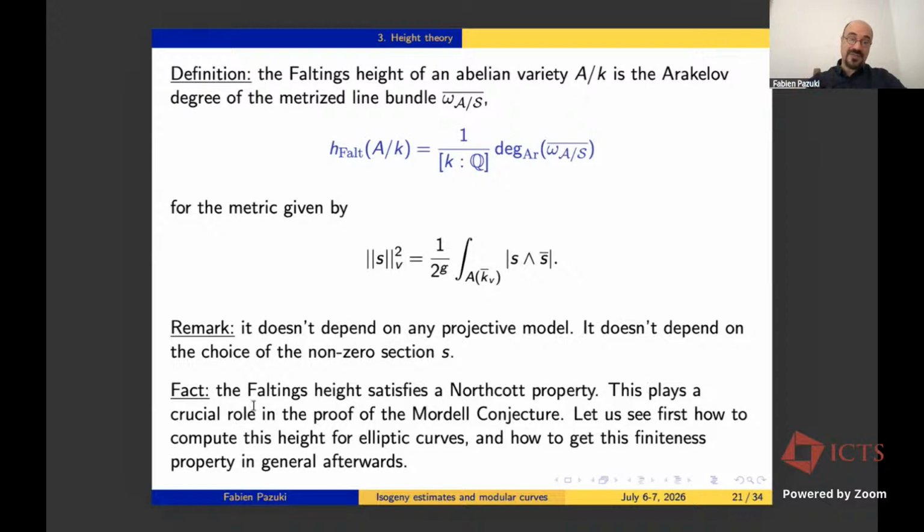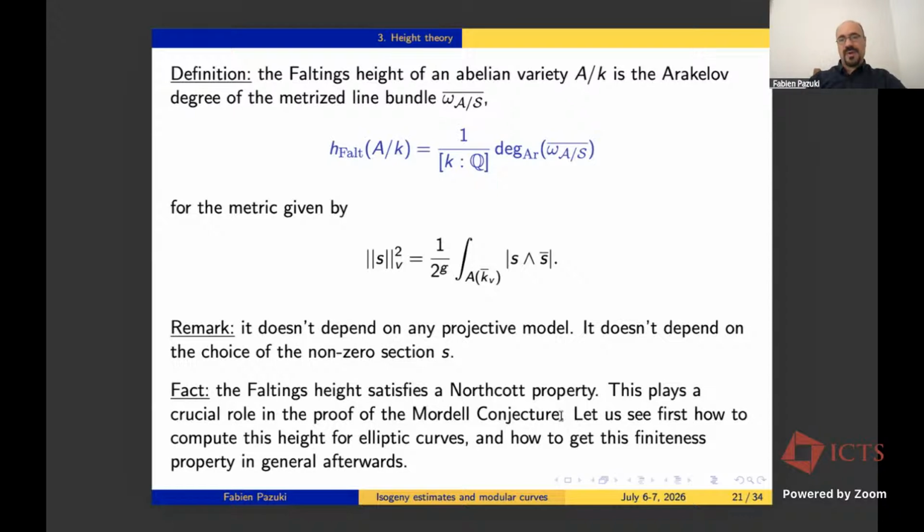And this property actually plays a crucial role, among other techniques, in the proof of the Mordell conjecture. So this is really the height that he's using to prove the finiteness of rational points on the curves of genus bigger or equal to 2.